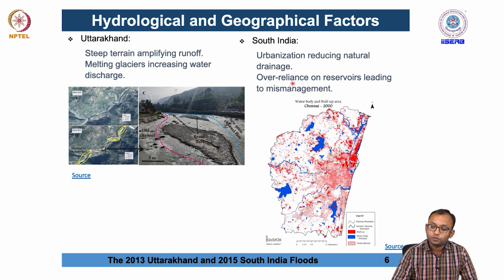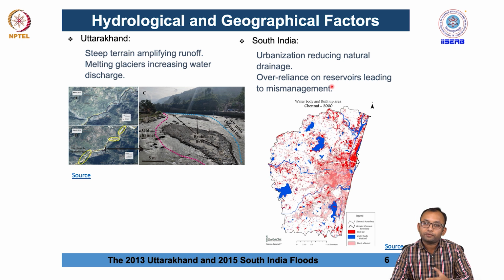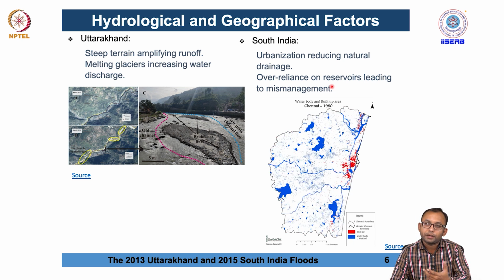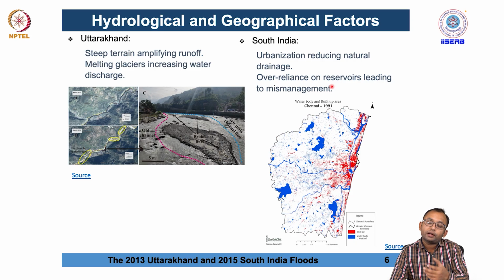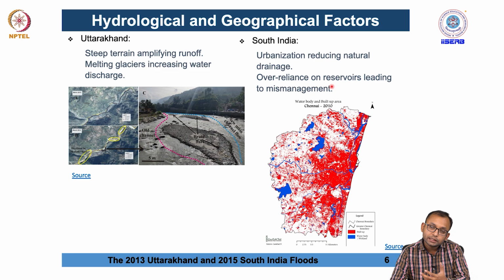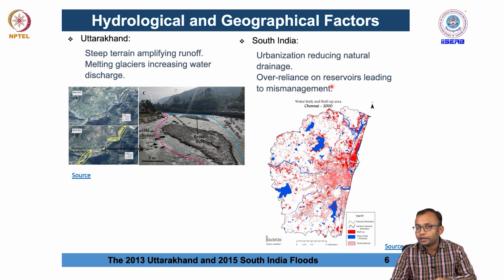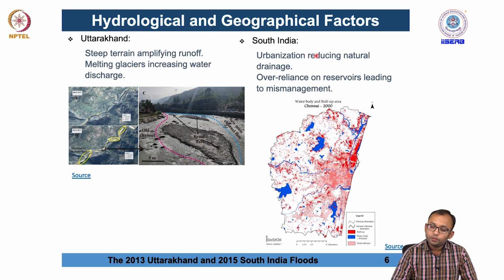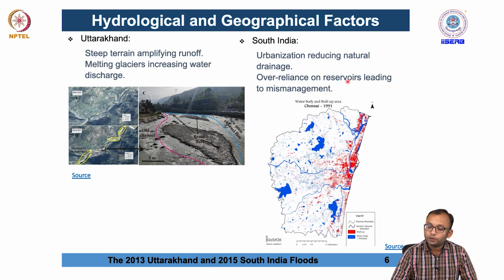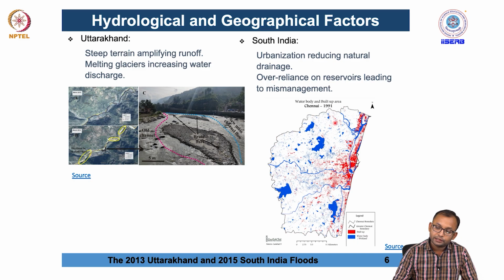So, the 2015 South Indian flooding events occurred because of the mixed effect of urbanization and reservoir mismanagement, because the reservoir was completely filled and the extreme rainfall occurred. There was no space to accommodate the extra water, and they had to release some water to the downstream region to avoid flooding in the upstream region. So, that is what led to the 2015 flooding events in the southern part of India.